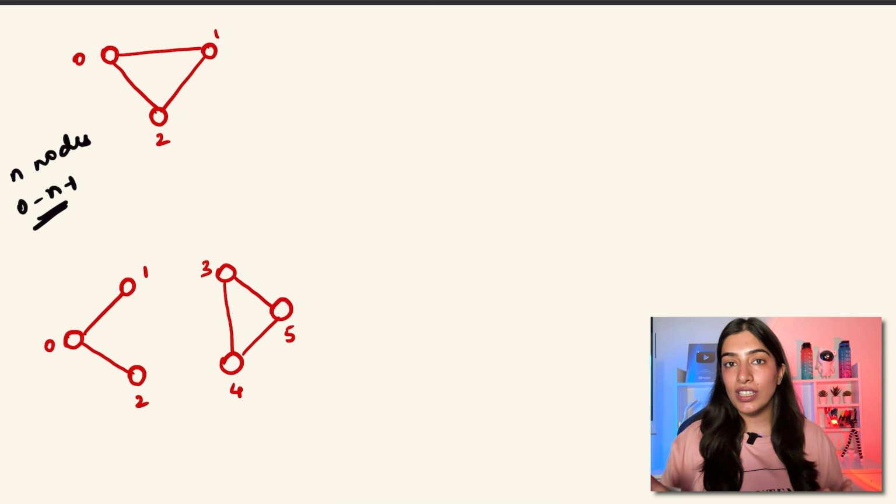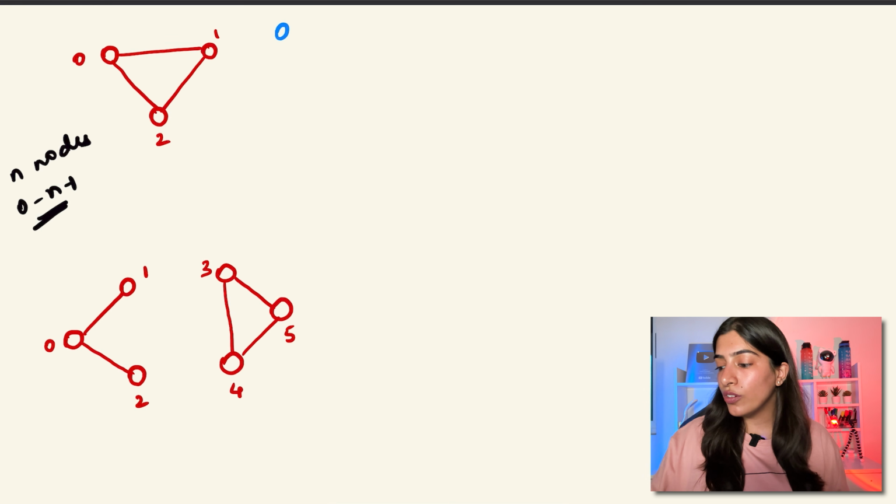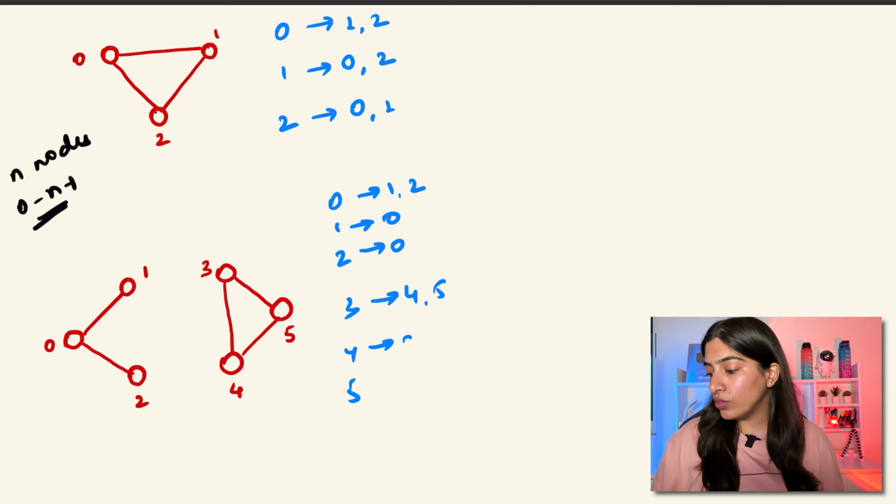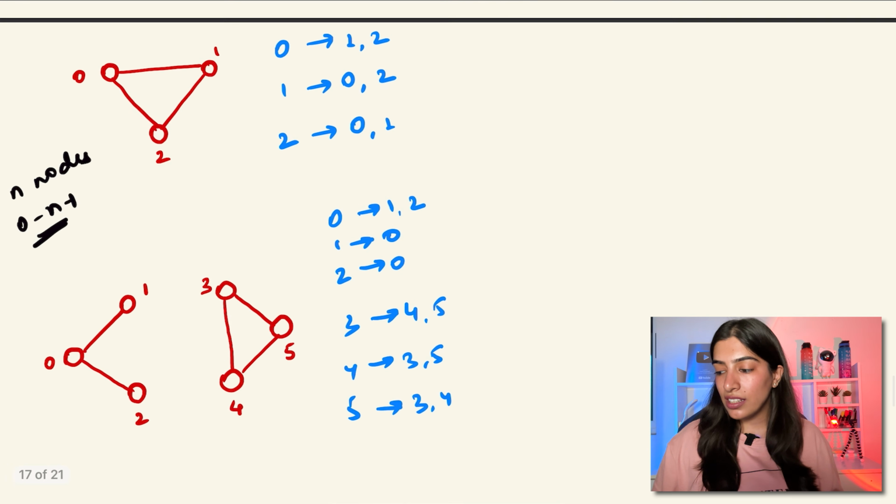So let's see how the adjacency list is going to look. Again, let me repeat it for you. We are going to write 0, 1, 2. Now 0 is connected to 1 and 2, 1 is connected to 0 and 2, and 2 is connected to 0, 1. Here again 0, 1, 2, 3, 4, 5. Here 0 is connected to 1 and 2, 1 is connected to only 0, 2 is connected to only 0, 3 is connected to 4 and 5, 4 is connected to 3 and 5, and 5 is connected to 3 and 4. So these are the neighbors.